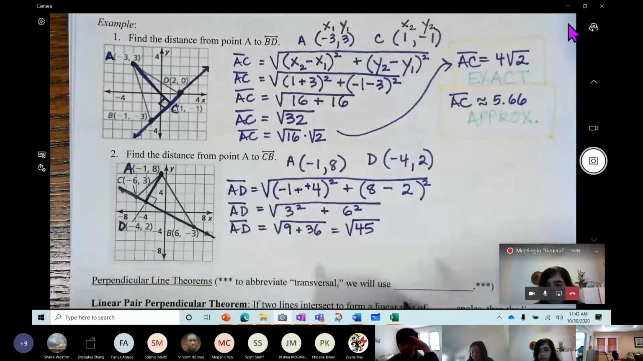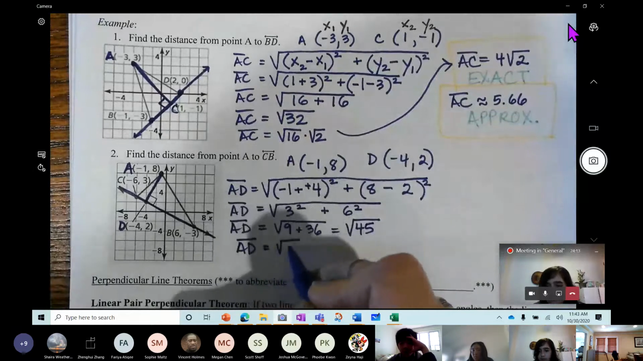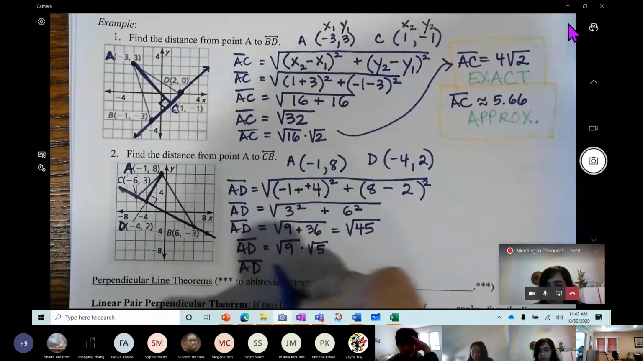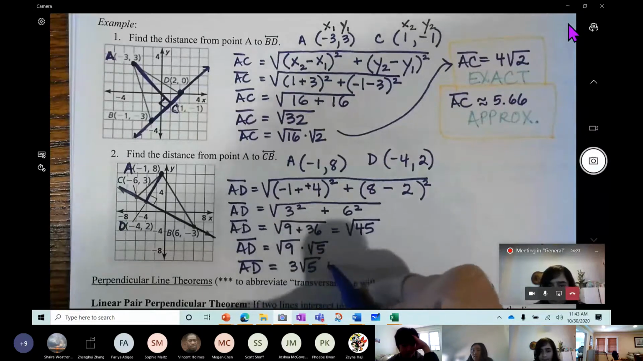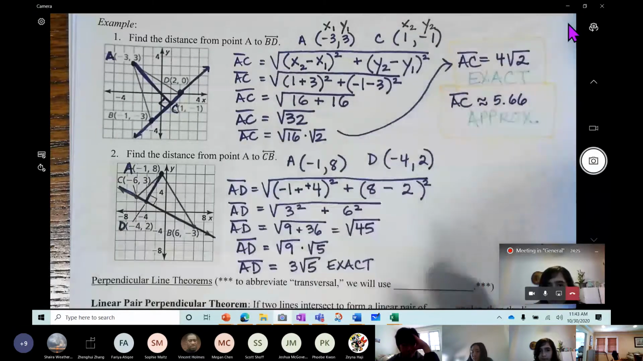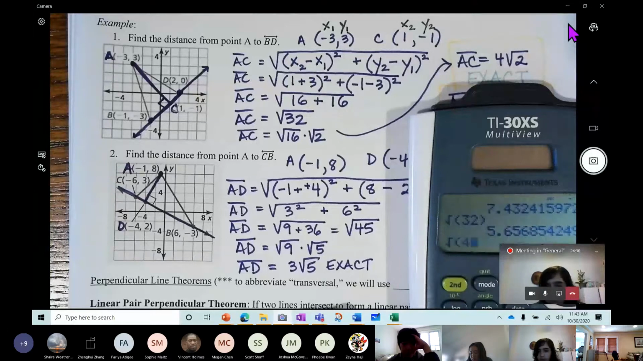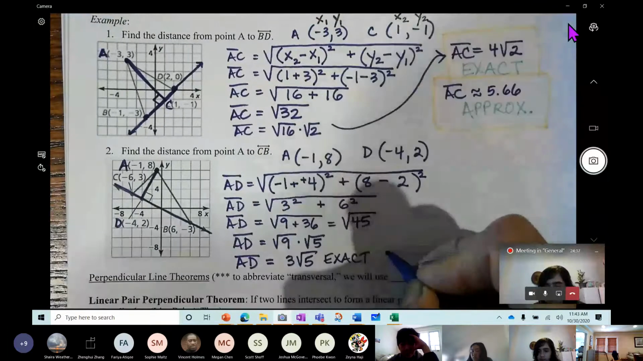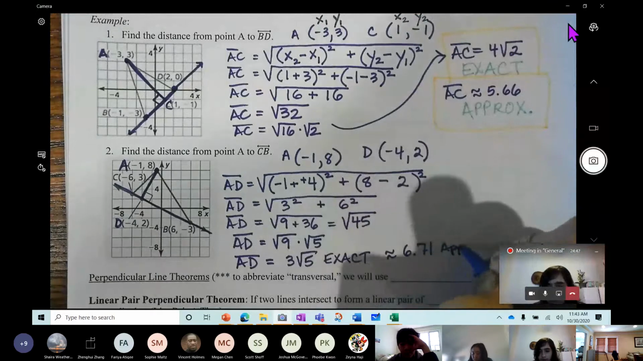And I'm thinking about all the factors of 45. The biggest one I can think of that is a square is 9. So this must be 9 times 5, because I'm going to change that into a 3, which again, is my exact answer. And if I did want to pull out my calculator and do the square root of 45, then I'd get 6.71. Approximate.